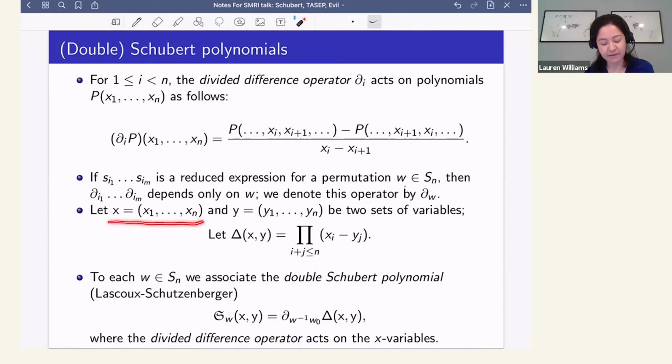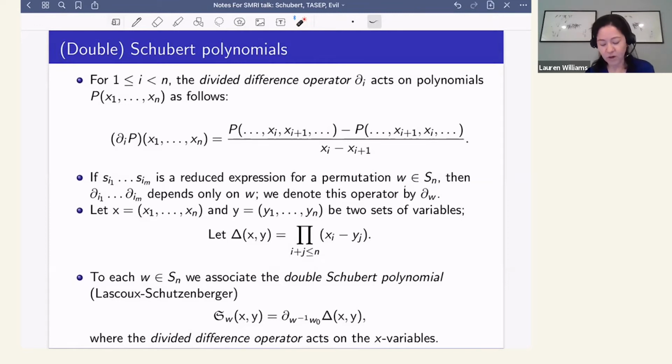So X is the set of variables x1 through xn, and Y is going to be my set of variables y1 through yn. And delta of x comma y is going to be this product of linear factors. And now to each permutation w, we associate the double Schubert polynomial, which is obtained as follows. We start with this delta of x comma y, and then we act on it by the divided difference operator associated to the permutation w inverse w_0, where w_0 is the longest permutation. In this expression, the divided difference operator acts only on the x variables.